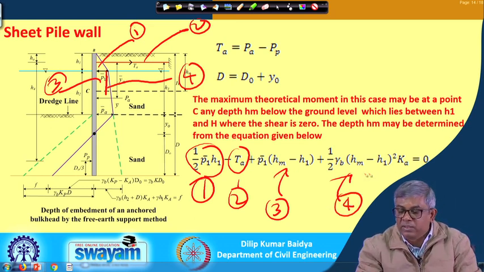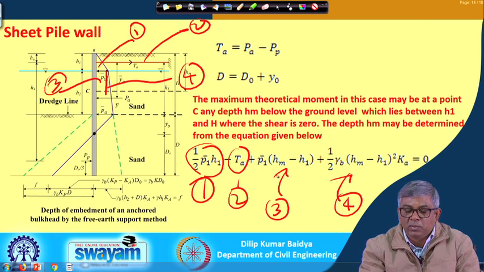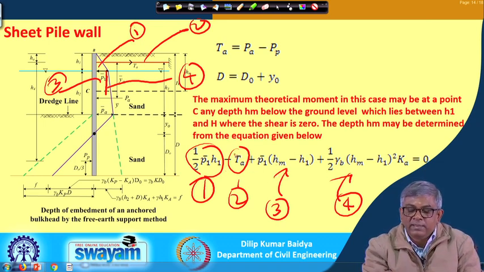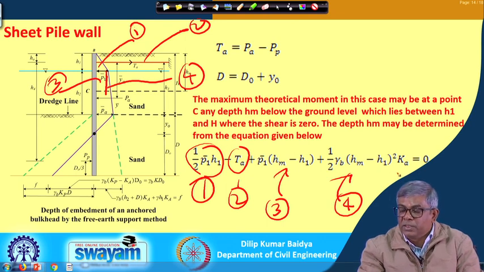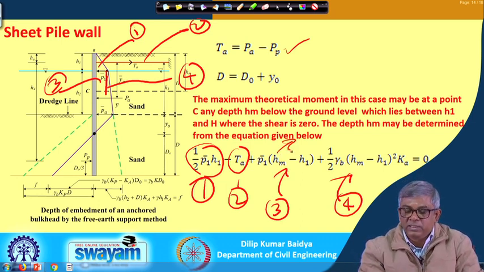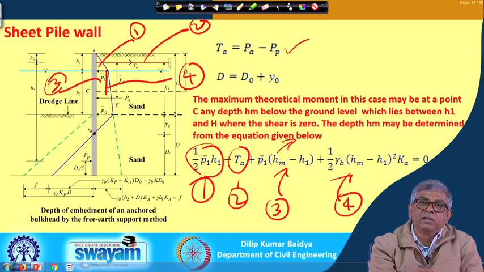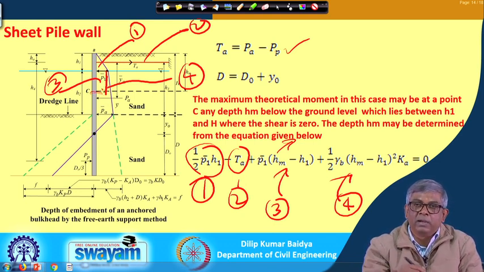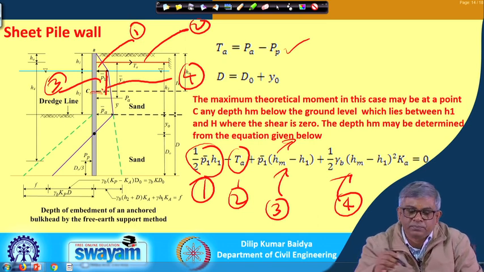So, with these 4 parts, their directions are known. All of them act in this direction, but only T a is in this direction, and T a is already known. So if I put the sum equal to 0 from here, the only unknown is H m. Once you know H m from this equation, I can find the bending moment at this point, which will be the maximum bending moment in the sheet pile wall, and that is sometimes useful for design purposes.